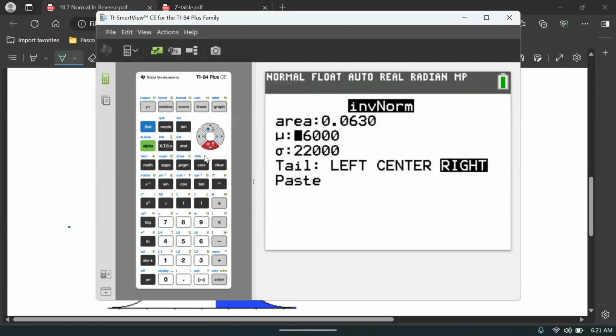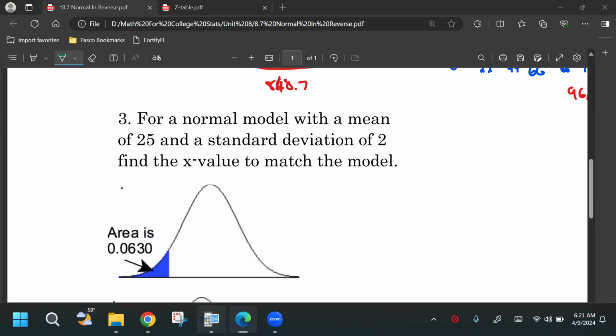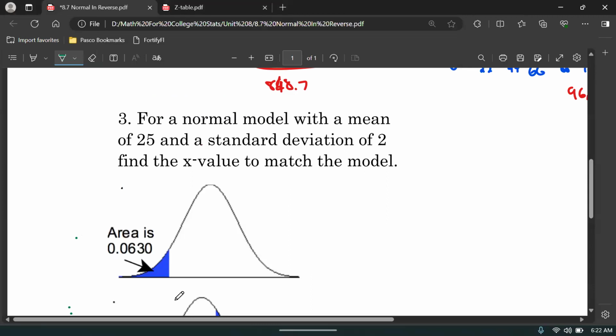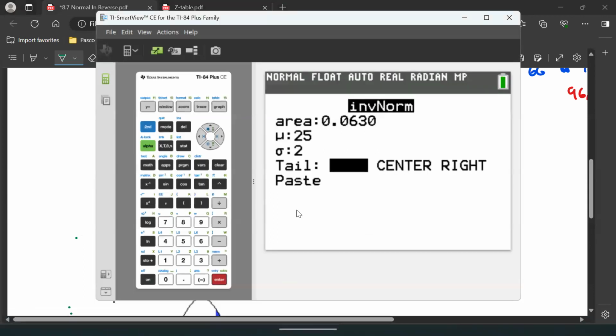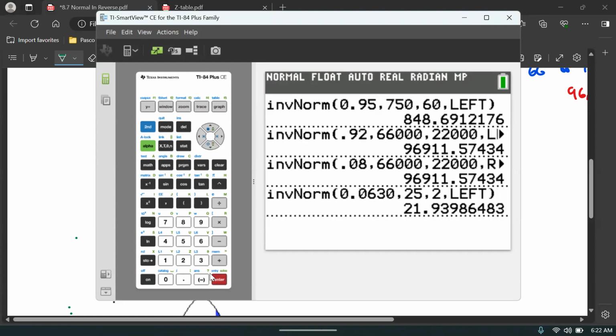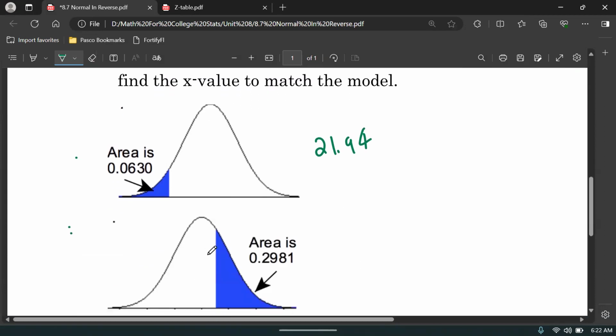And again, the mean was, what did it say? 25 and standard deviation of 2. Let's double check that. Yes, it did. Okay. So again, we got to switch to the left, because you can see for one, the area is to the left. But anyway, even if you have an old calculator, it's going to default to left anyway. And then paste. We get 21.94. So this first one, 21.94.